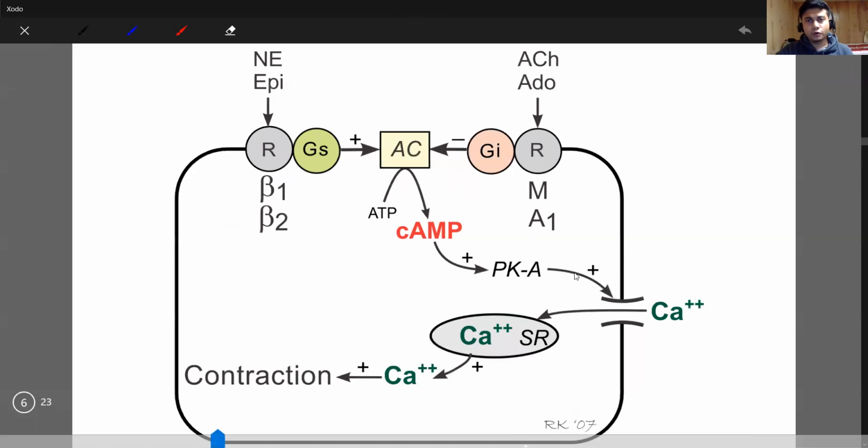Now here you see both the GS coupled function and GI coupled function shown together. The GS coupled receptor, as you see there, beta 1 and beta 2 receptor. The ligand for those receptors is norepinephrine and epinephrine, we know it. And when this GS coupled receptor is stimulated, this G protein will act like the same that I just discussed. That means alpha will be detached, the beta and gamma will be detached.